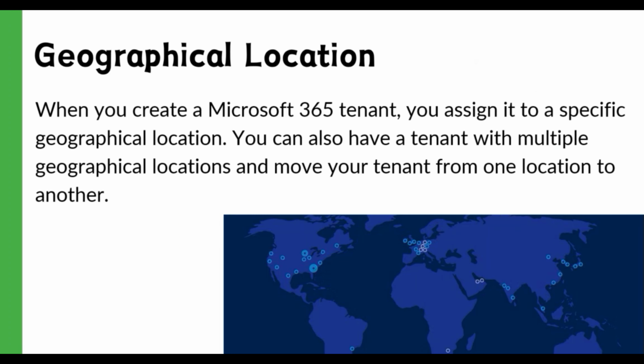When you create an Office 365 tenant, you assign it to a specific geographical location, and that location usually is the place where you reside. You can also have a tenant with multiple geographical locations and move them from one location to another, but that requires some add-ons like ADR, which we usually call Advanced Data Residency, and a Multi-Geo License. But that altogether is a different topic and we will definitely discuss them in our forthcoming videos.